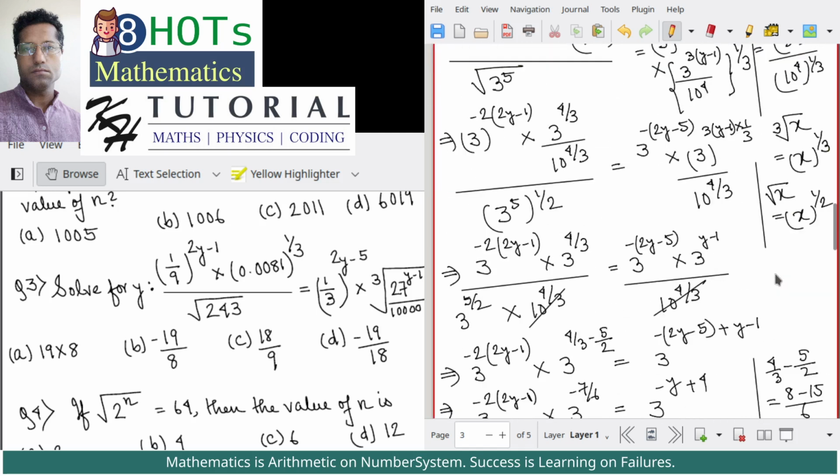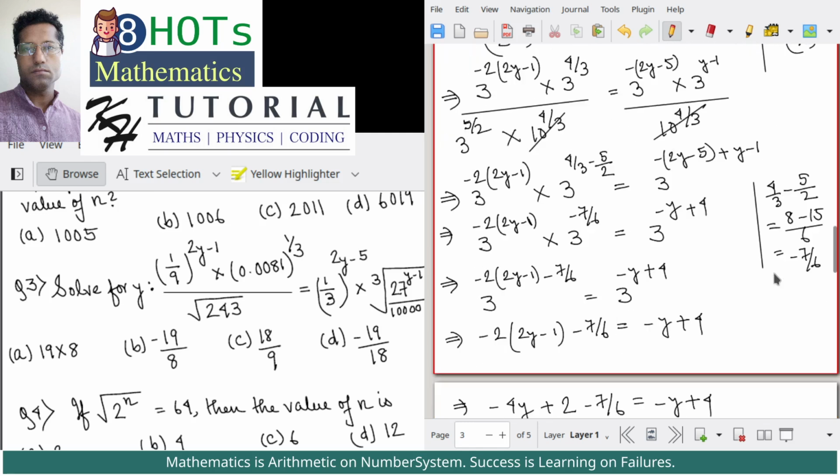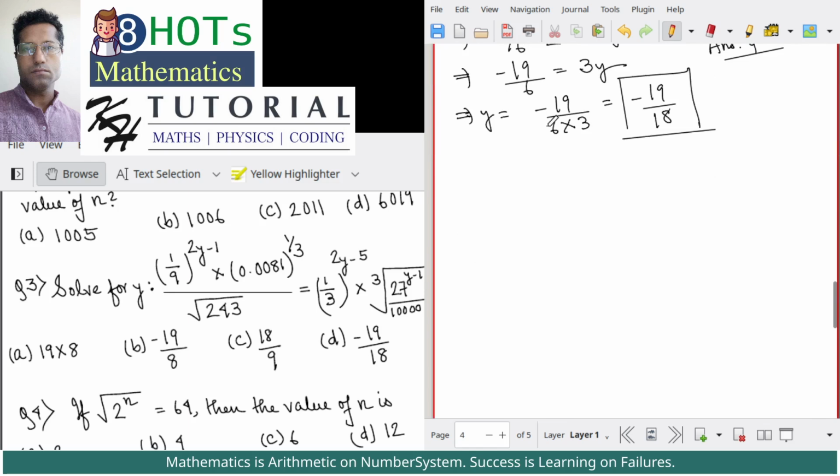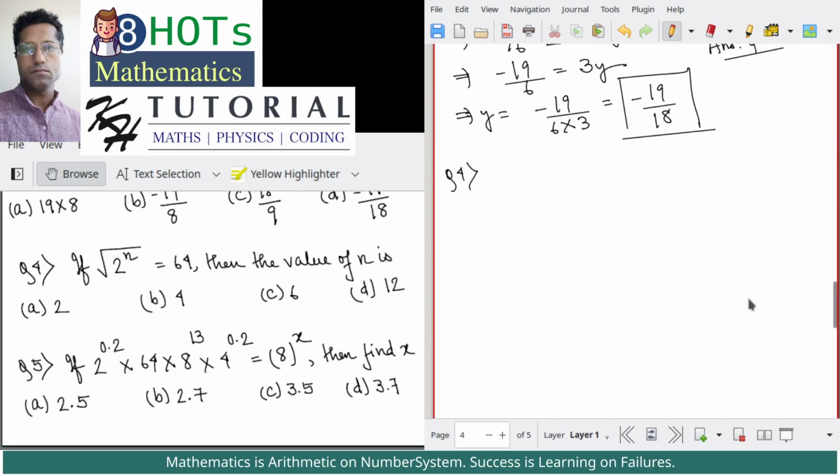Okay, let's do problem number 4. It is saying that if square root of 2 to the power n is equal to 64, find the value of n. Okay, so this seems quite simple.